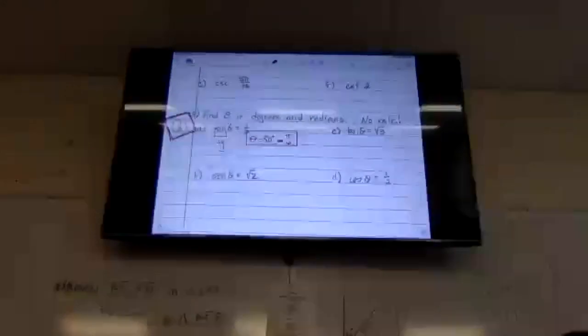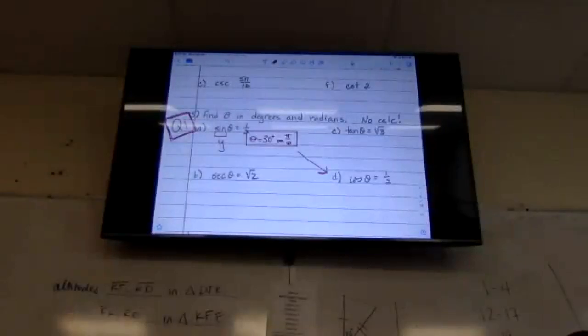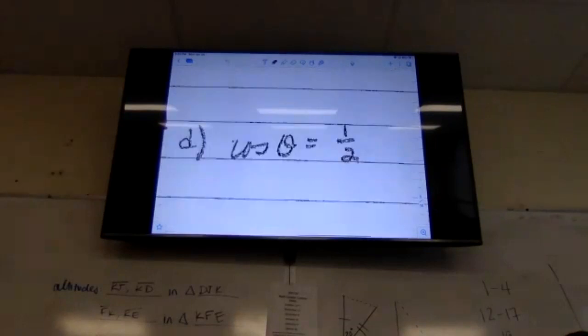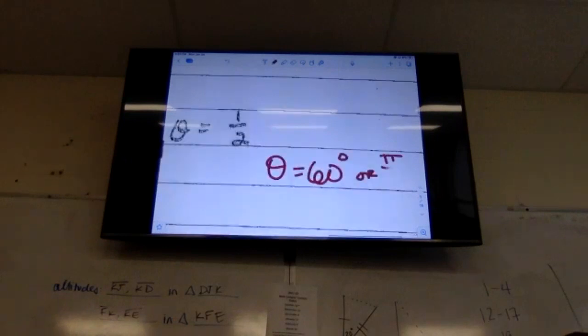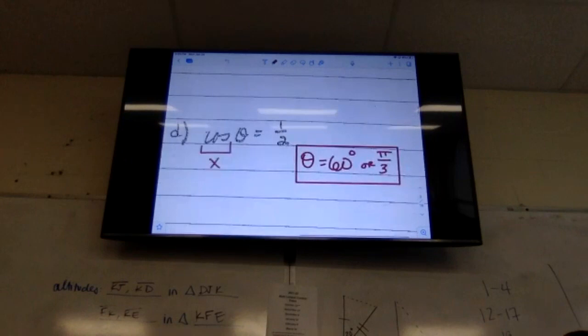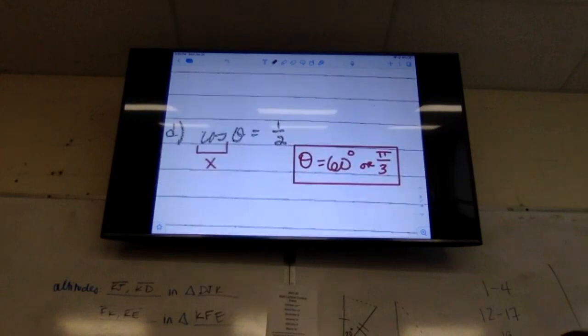Okay, let's do D next, because I think that's the next easiest. It says cosine of theta equals 1/2. Cosine is which variable again? X. So I'm going to ask in quadrant 1, which x has a 1/2? 60. And what is the radian for that? I would think pi/3. So if my cosine of theta equals 1/2, then theta is 60 or pi/3. Those are the easy ones because we're just reading it, right? Is everybody doing okay?